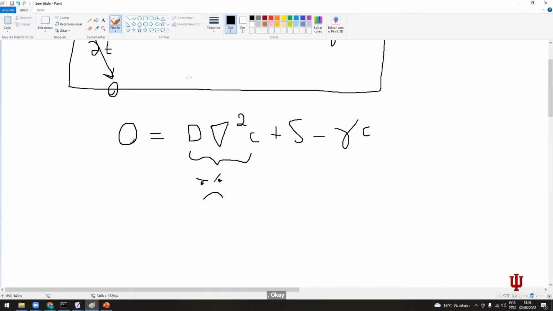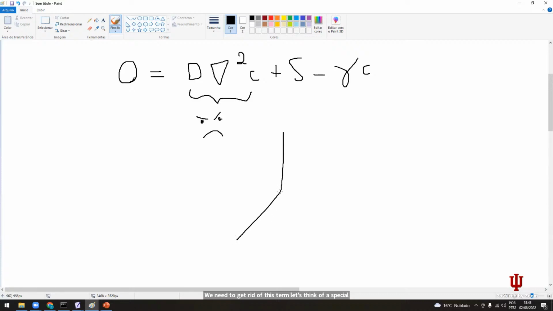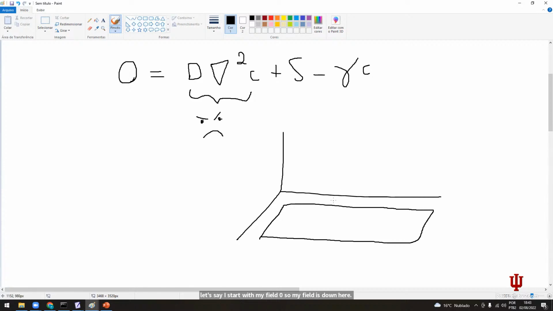Okay, so I will give the answer, because we have to move a little bit faster than this. So let's think of a special situation. We need to get rid of this term. Let's say I start with my field 0. So my field is down here, okay? And I have periodic conditions in y and x. If I set this special situation, my field will always be flat. Always.